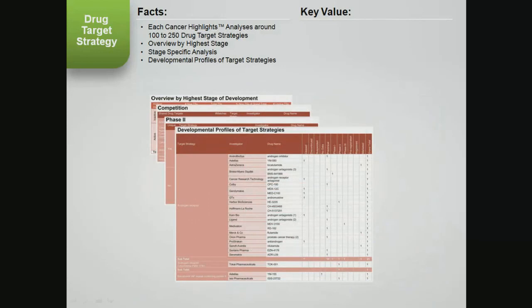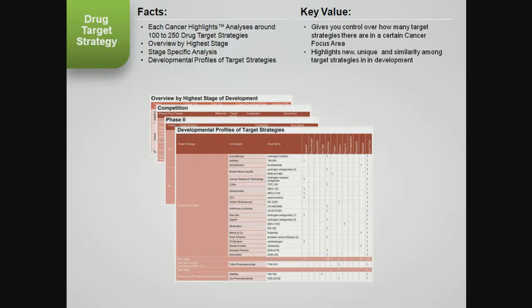The key value of Pillar 2 is that it gives you a complete overview of how many target strategies there are in a certain cancer focus area. Secondly, it highlights new, unique, and similarities amongst target strategies in development. And finally, it presents each target strategy with its own developmental profile, so that you can easily monitor the competition for a certain drug across the pipeline.